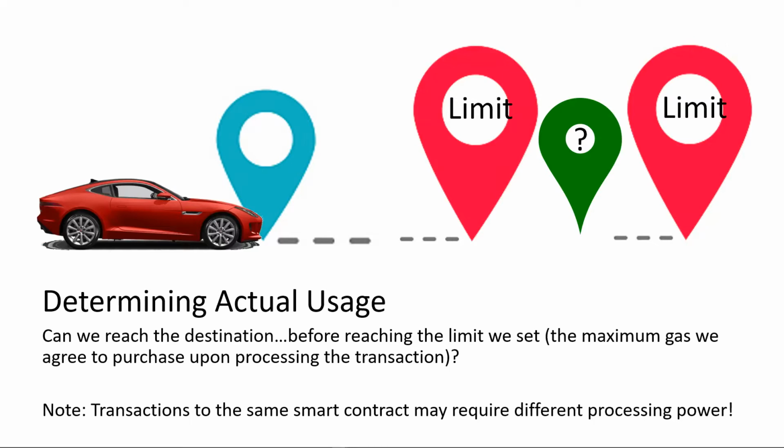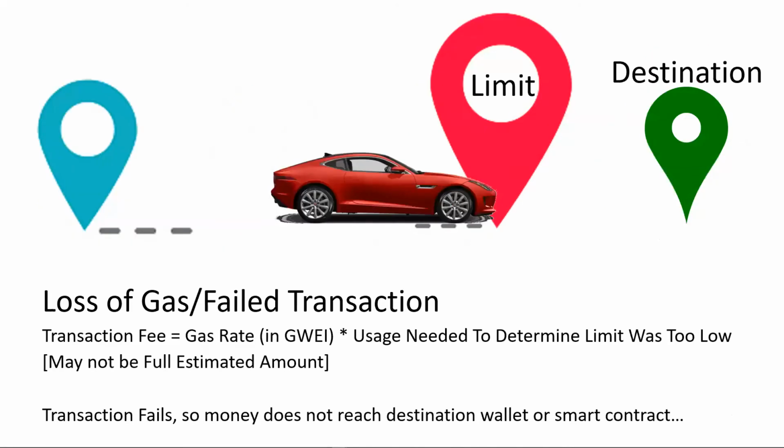So now, determining the actual usage. We don't know, like I said, if we're going to hit the limit before our destination or if we're going to get to our destination before we hit the limit. Before we reach the limit that we set, which is the maximum gas we agree to pay upon processing the transaction, that's the question. Can we reach that destination first? Can we get enough processing power to complete the transaction before we run out of our limit?